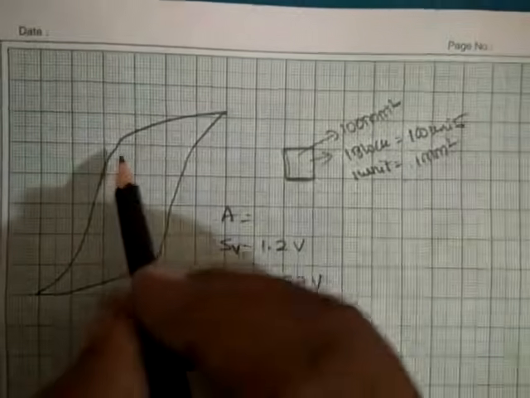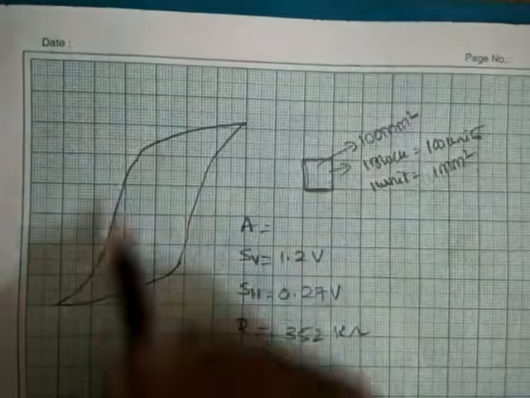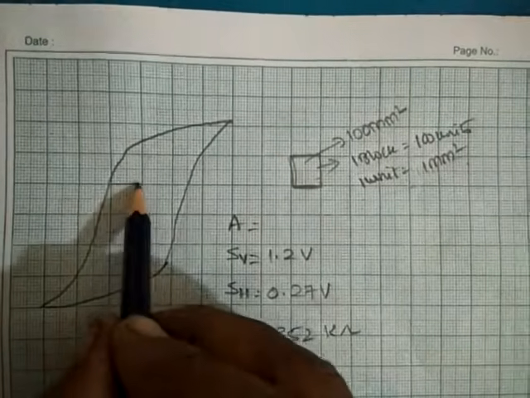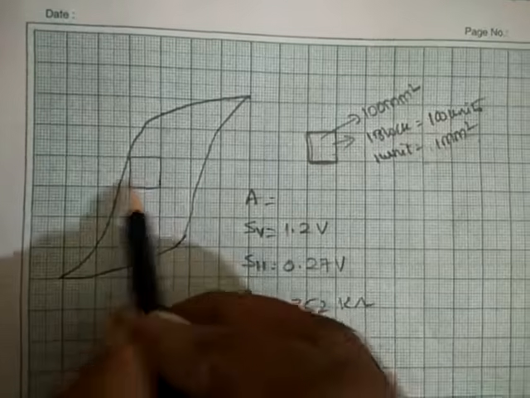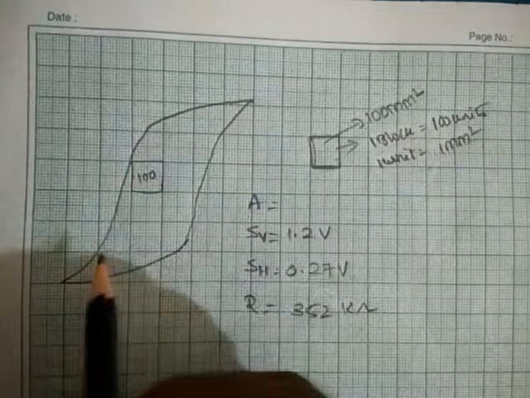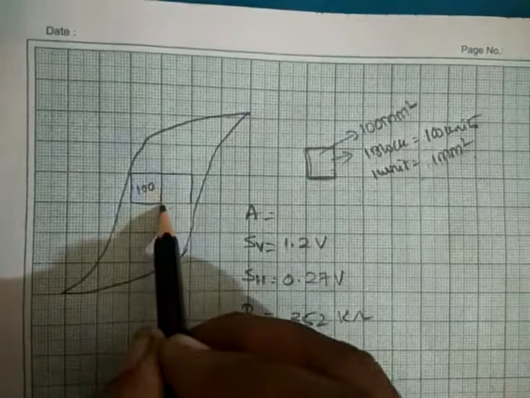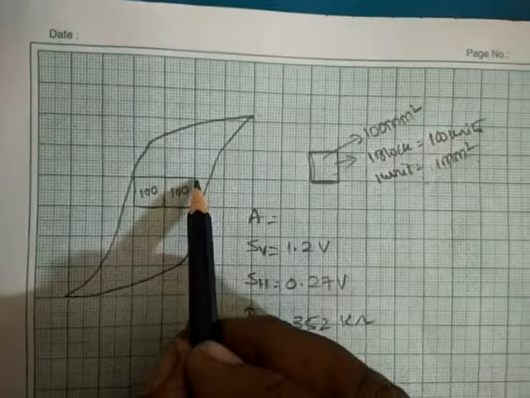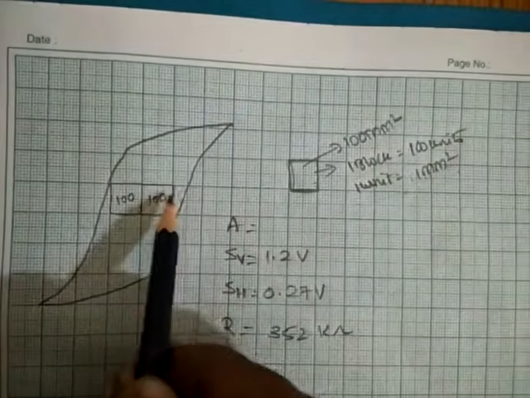Now count the total number of cells that are present under this area. If you consider this block, the area covered by this block inside the curve is 100 millimeter square, simply put it as 100. Again, the area covered by this block is again 100 millimeter square. Now to count this small area, count the number of cells included.